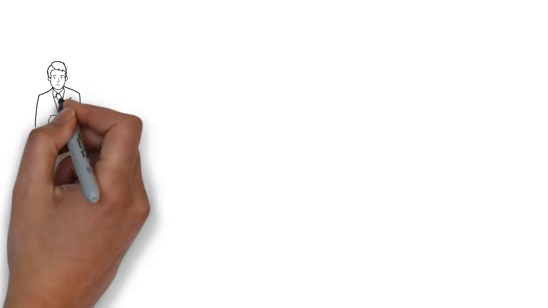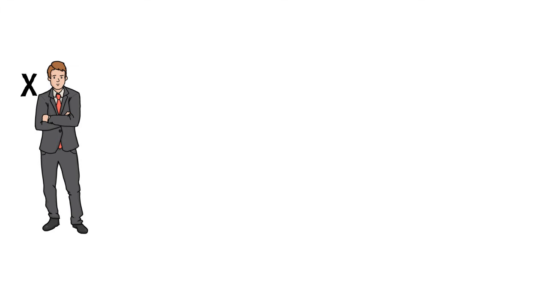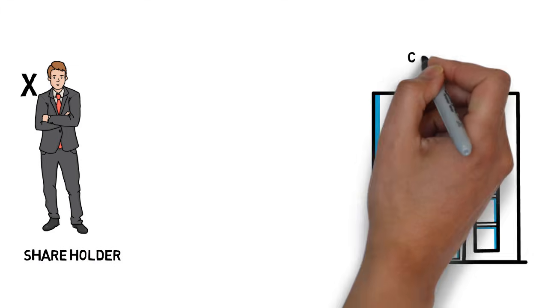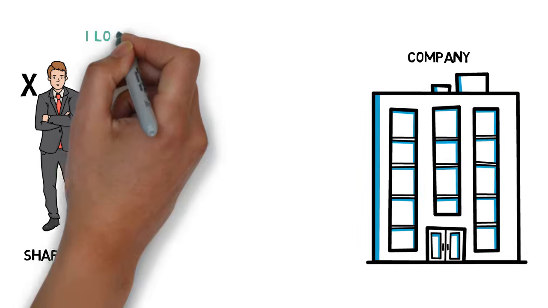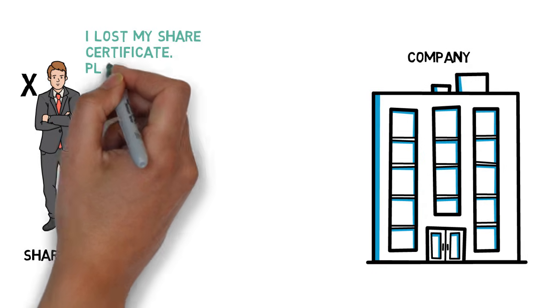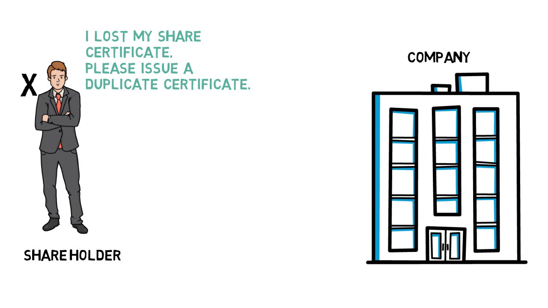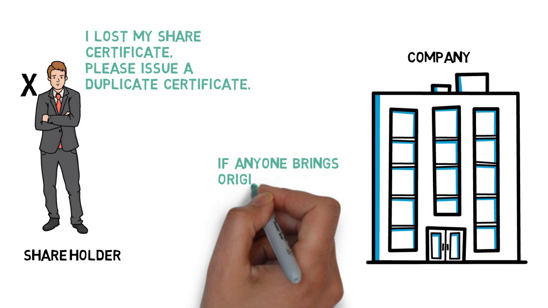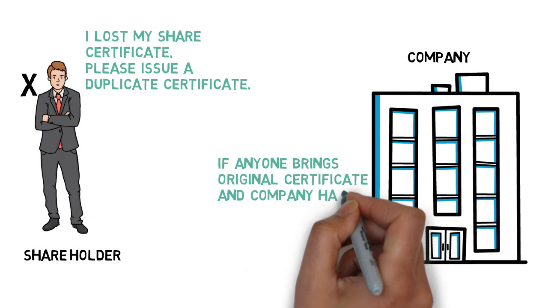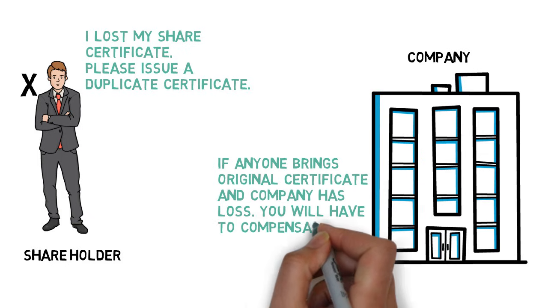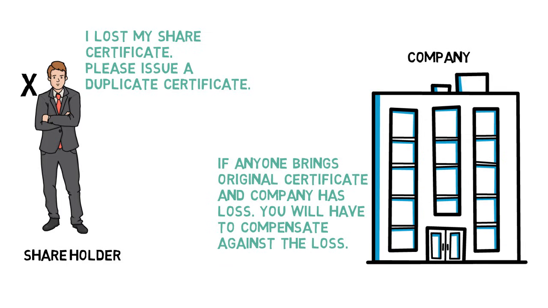Let's take another example. X, who is a shareholder in a company, one day he goes to company and says, I lost my share certificate, so please issue me a duplicate certificate. On this, company says we will give you a duplicate certificate, but if anyone else brings the original certificate and we suffer loss, you will have to compensate against the loss. So this is a contract of indemnity.